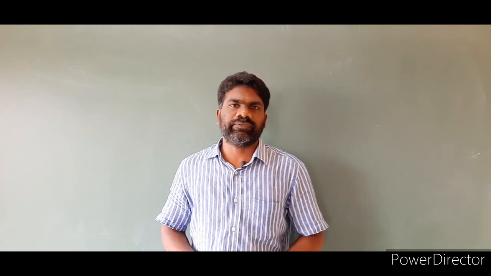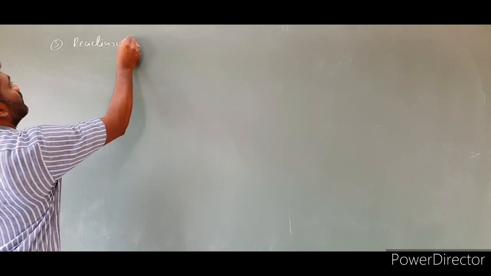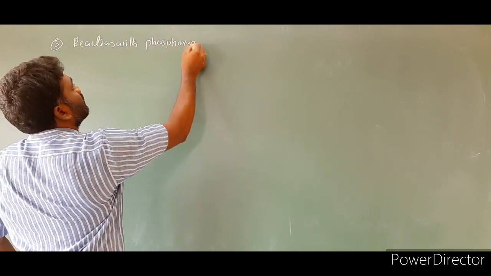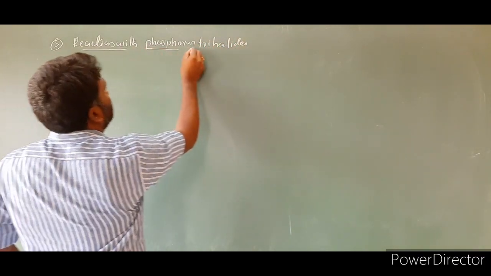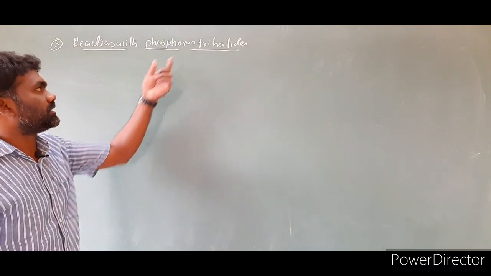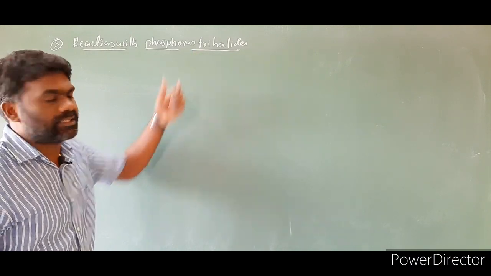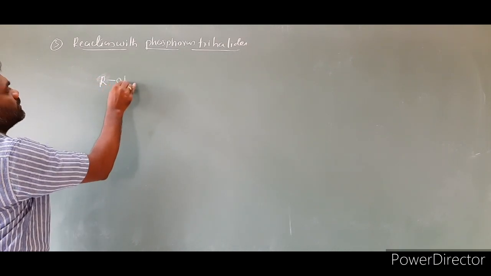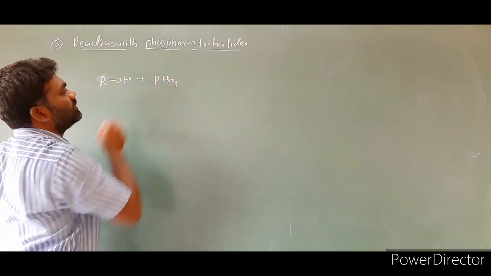The next reaction is reaction with phosphorus trihalides. Reaction number 3: reaction with phosphorus trihalides. Alcohols react with phosphorus trihalides like PBr3 and PCl3 to form alkyl halides. Let us take one example: ROH plus PBr3, phosphorus tribromide.